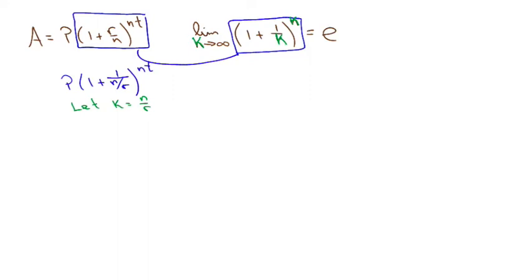I think this will work. Well, if k is equal to N over R, my question then is, what's N equal to? If I let k equal N over R, what's N equal to in terms of k? K times R. This is what's called a double substitution. I'm actually going to use it for the inside and also for the outside.